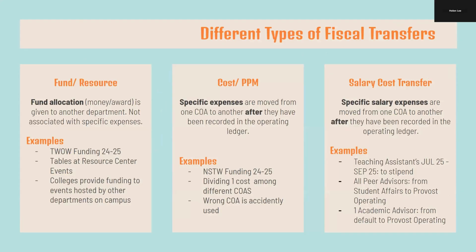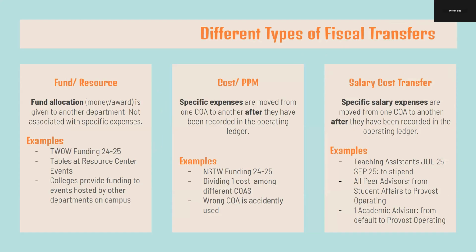So there are three different types of fiscal transfers. We have fund resource transfer, a cost PPM transfer, and a salary cost transfer. A fund resource transfer refers to a fund allocation, so money or an award, that is given to another department. And this is not associated with specific expenses.